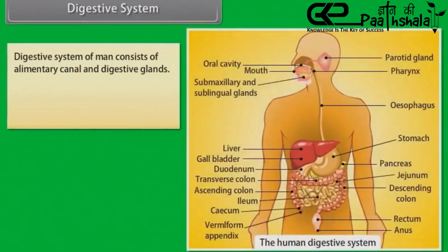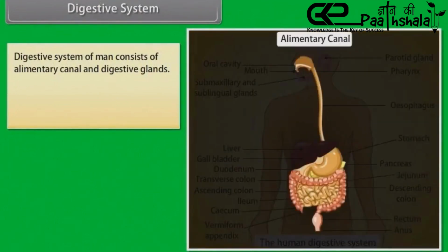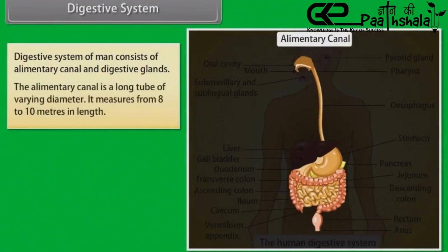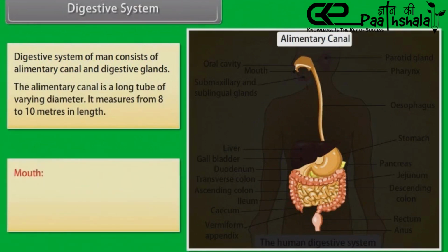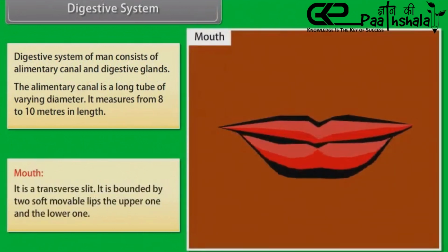Digestive system. The digestive system of a human consists of the alimentary canal and digestive glands. The alimentary canal is a long tube of varying diameter. It measures from 8 to 10 meters in length. The first part of the alimentary canal is the mouth. It is a transverse slit.